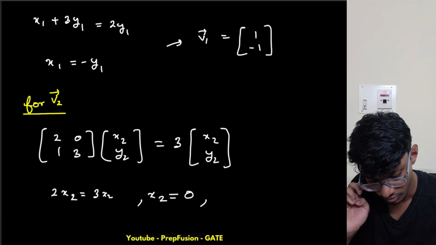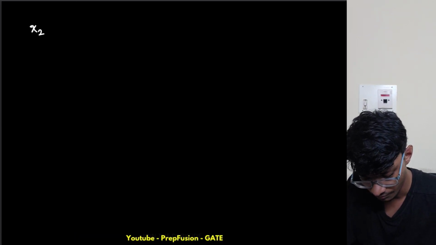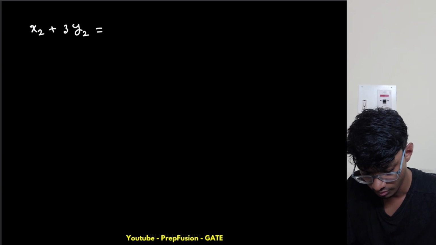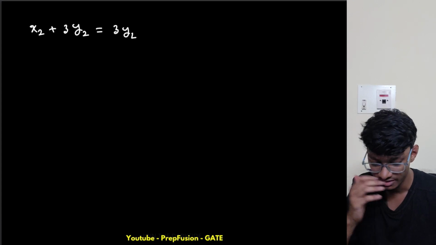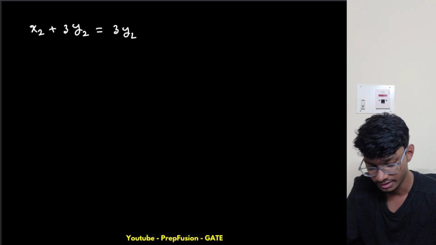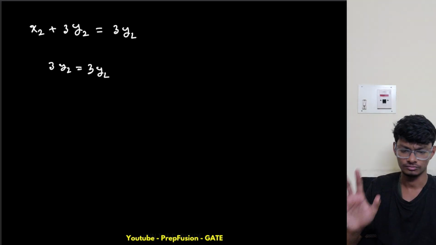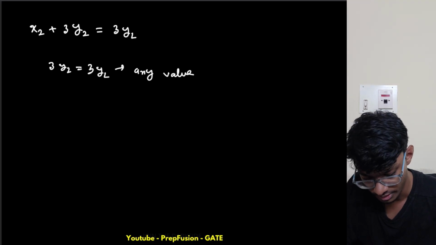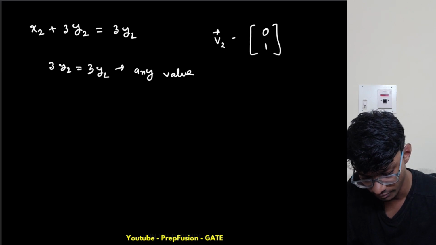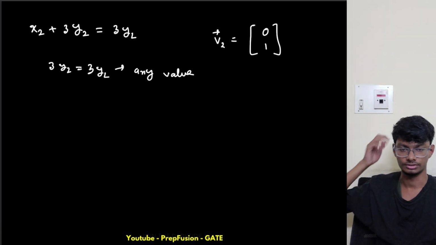And what is y2? Let me solve the second equation: x2 plus 3y2 equals 3y2 itself. x2 is 0 only, so y2 can take any value. Again, let me take the simplest example, 0 1. This is what my v2 vector equals, and this one was my v1 vector. I am not explaining further, we have already solved this.